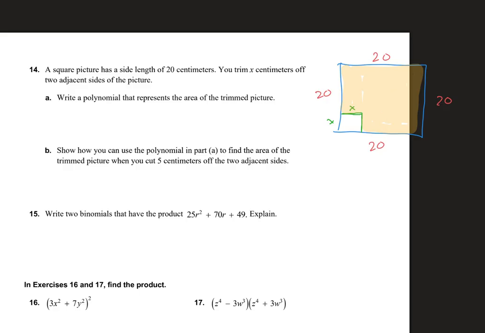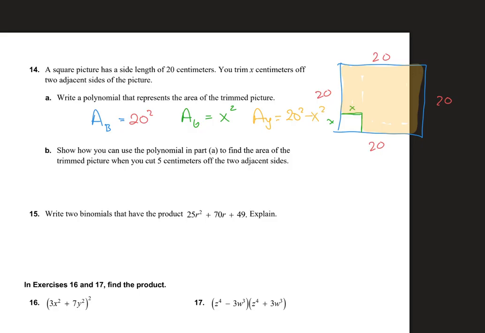Gotcha. So the reason they're using a square is because the area of the blue square, I'm going to write area sub B, is going to be side times side. Well, that's 20 squared. And then the area of the little green square is side times side, that's x squared. So then the area of the yellow square is just going to be 20 squared minus x squared.